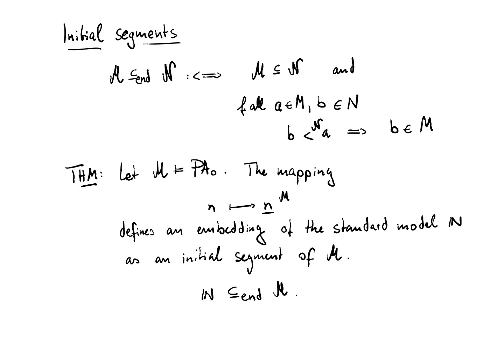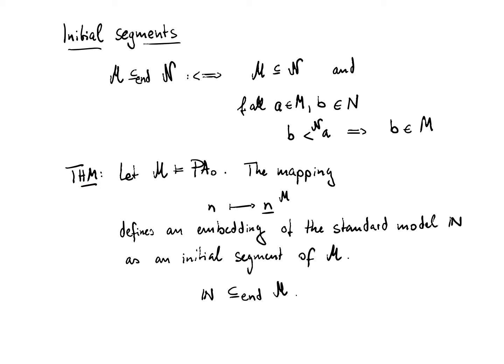So what exactly is an initial segment? You probably already have a good idea, but let's look at the formal definition. For two structures, we say N is an end extension of M, and correspondingly M is an initial segment of N, if and only if M is a substructure of N, and for all a in M and b in N, if b is below a, then b is already in M, the smaller structure. So there's nothing between the elements of M in the bigger structure N.